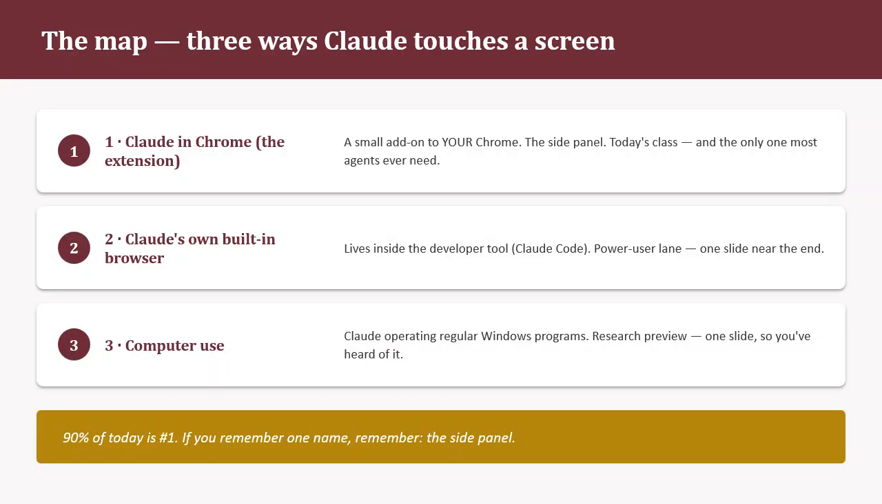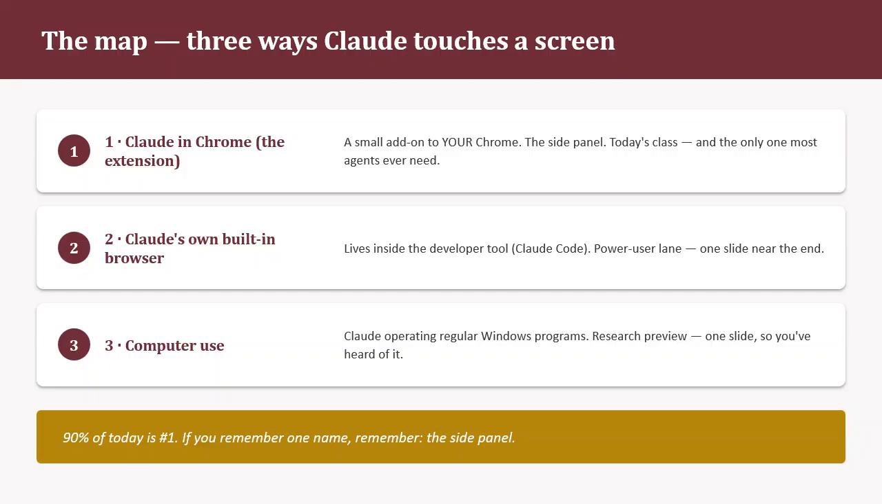Before we go further, let's get the map straight, because the names confuse everybody. And I'll be honest, they confused me, and I do this every day. There are 3 different ways Claude can touch a screen. Number 1, Claude in Chrome. That's a small extension you add to your Chrome browser. It puts a Claude icon up in the corner, and clicking it opens a side panel next to whatever page you're on. That's the one today's class is about, and it's the only one most of you will ever need.